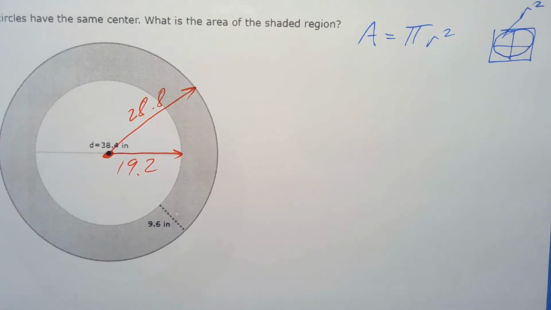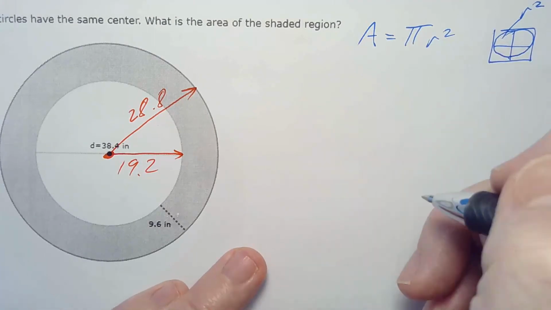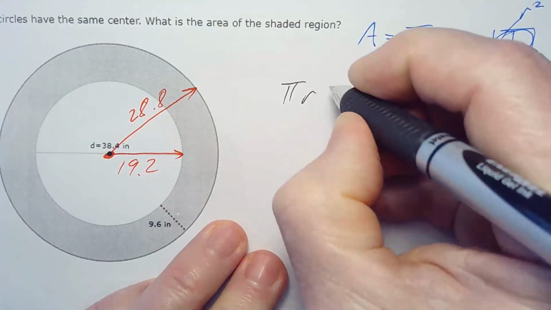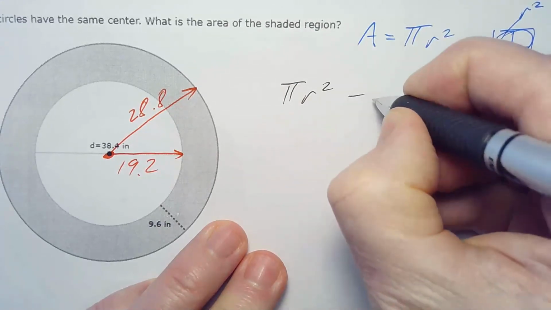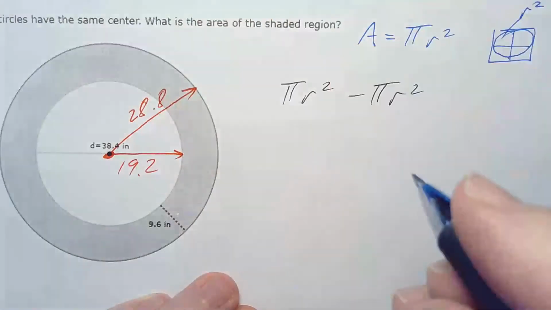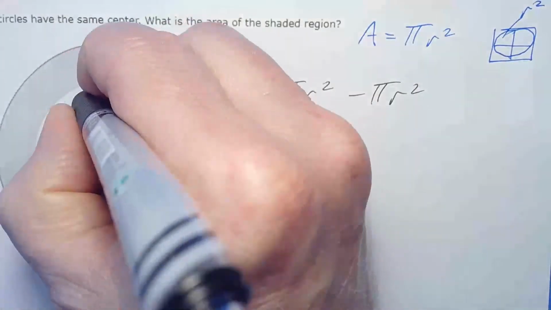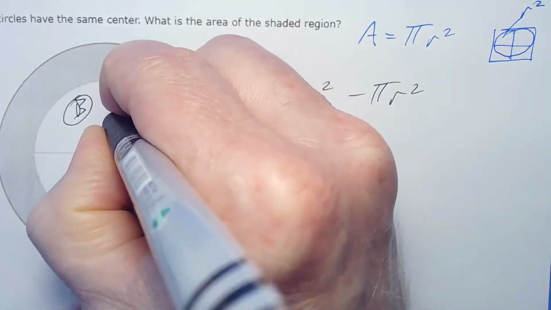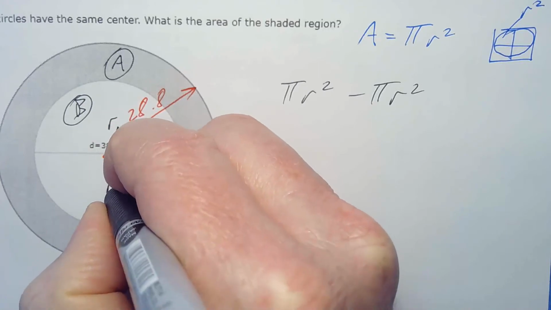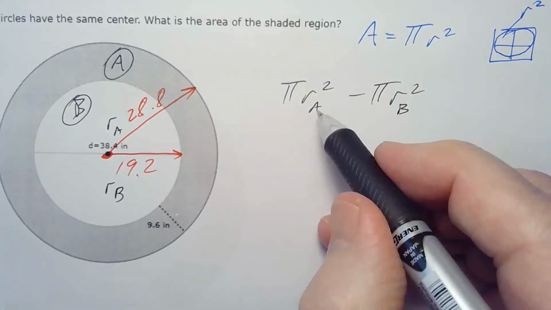Okay, so now let's actually calculate it. Now again, we're going to have the one circle minus the other circle. So just to remind ourselves, right? I've got pi r squared minus pi r squared. Now these are different r's, right? So again, I'm going to call this outer one A, we'll call the inner one B. So that means this is R sub A, this is R sub B, right? So these are not the same radii, are they?